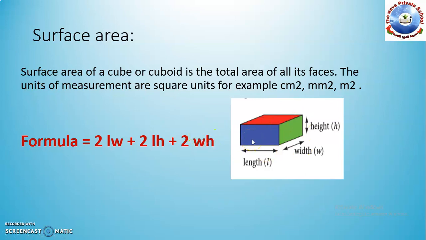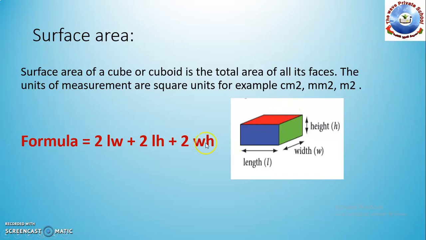Length is given in this way, and the opposite side that is hidden is also the blue area. So two sides will equal the blue area, two sides will equal the green area, and two sides will equal this red area. So in this way, when we add all these sides, it will give the surface area of this cuboid.